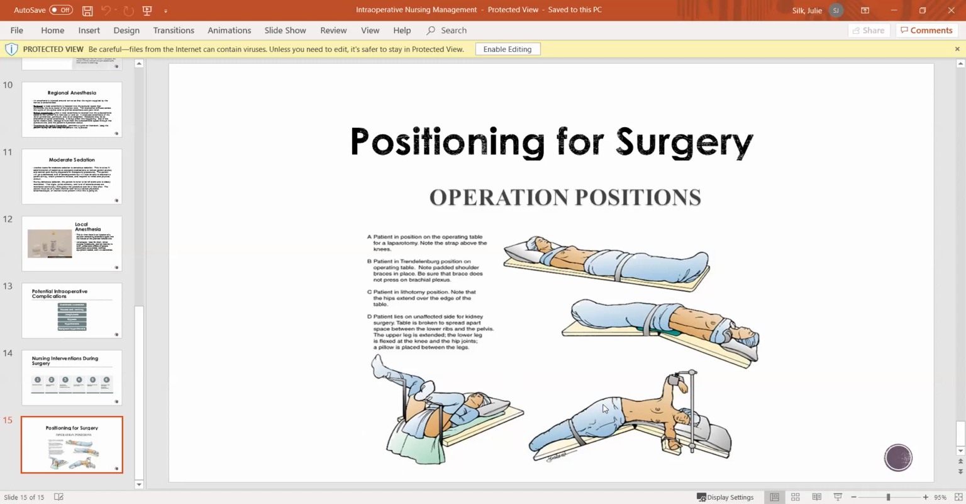And then this one here is just a side lying position. So you might be in a position like this if, say, they had to do kidney surgery or something for you. Maybe they had to do a nephrectomy or something. You'd be like this. So definitely try and get familiar with those different types of positions. That's a good thing to know just for future.